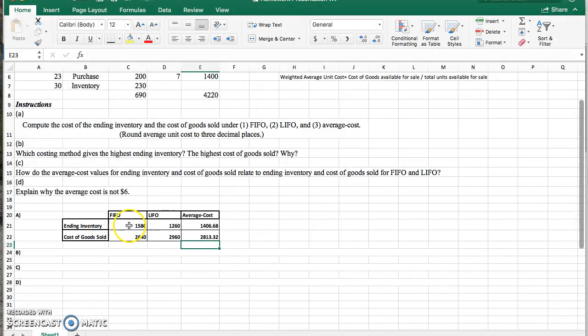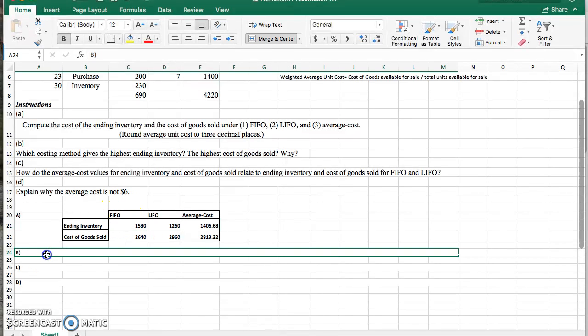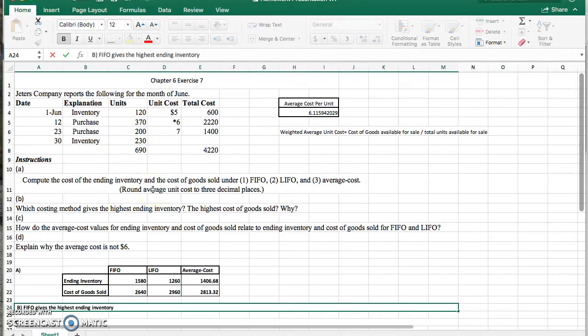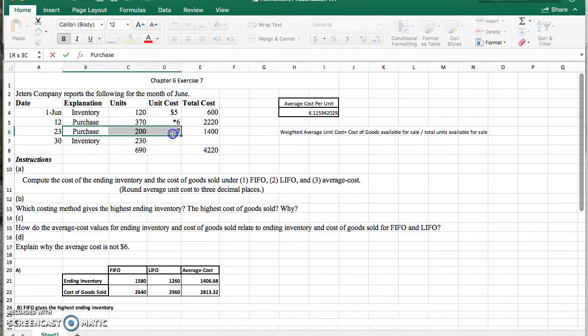Now, Part B says which costing method gives the highest ending inventory. We can look at our chart right here. With these three, it is going to be first in, first out. The FIFO method gives us the highest ending inventory, and that is because our ending inventory comes from our purchases that have the highest unit cost.